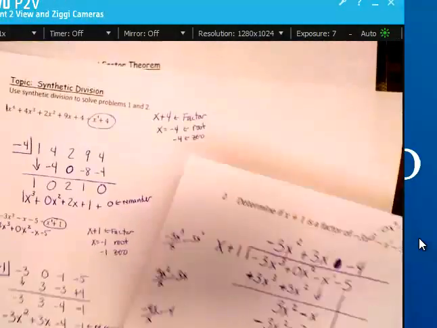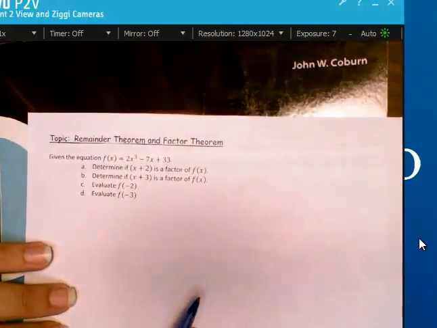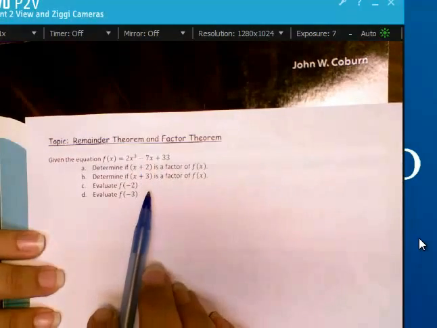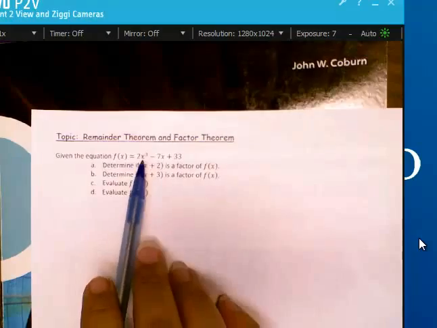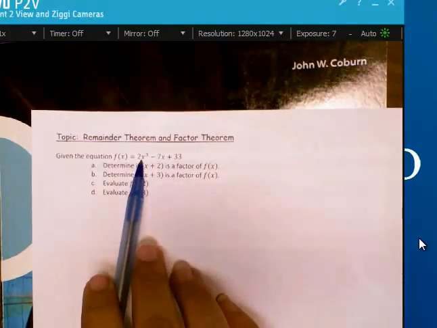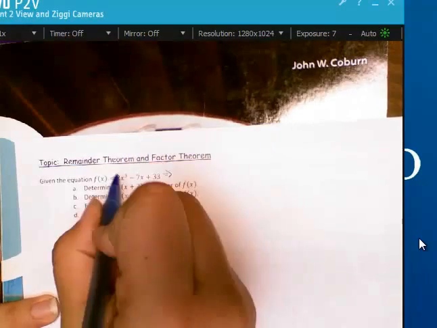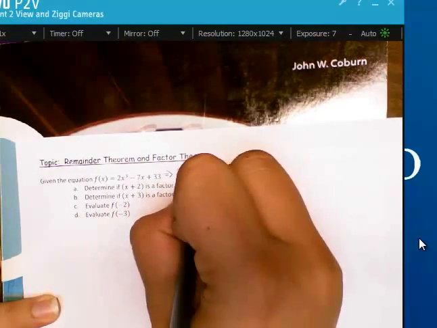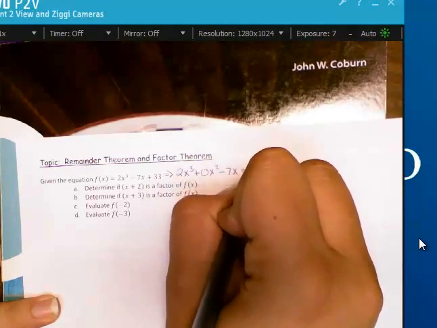All right, so almost done. We just have two theorems that I want to talk about. So the remainder theorem and the factor theorem. Okay, and then this will give us some practice with synthetic division again. Okay, so here we've got this polynomial, 2x cubed minus 7x plus 33. Notice that the x squared is missing, so let's put that in for a placeholder. So 2x cubed plus 0x squared minus 7x plus 33.